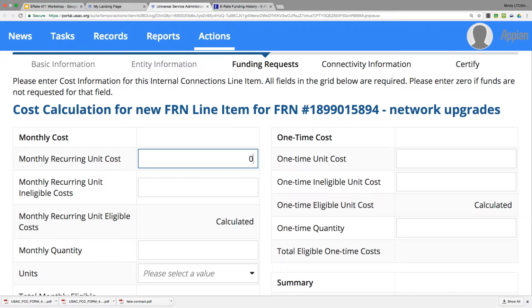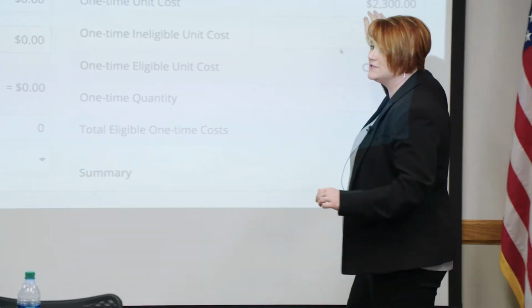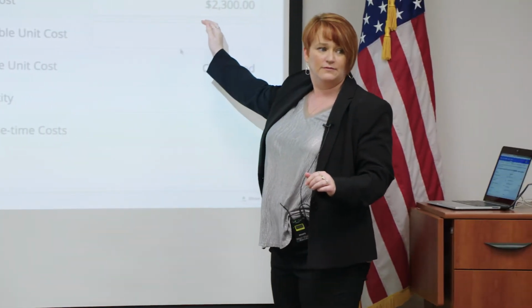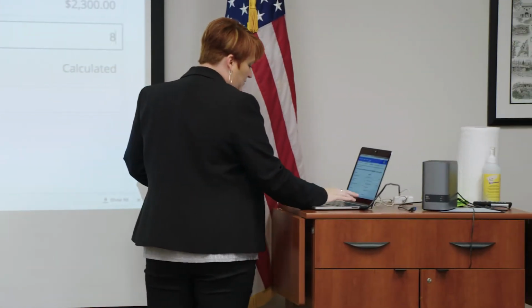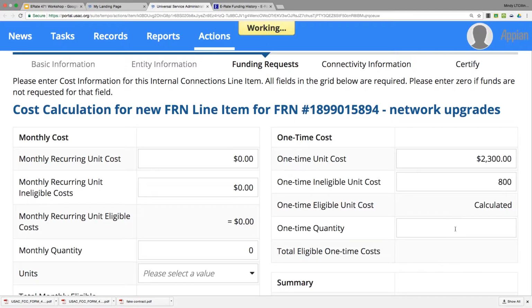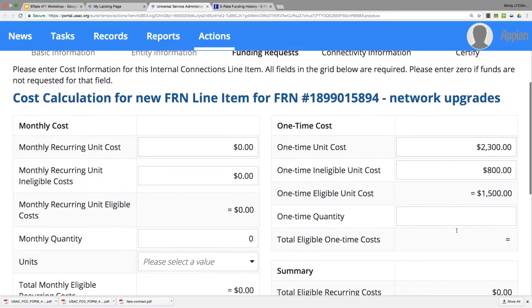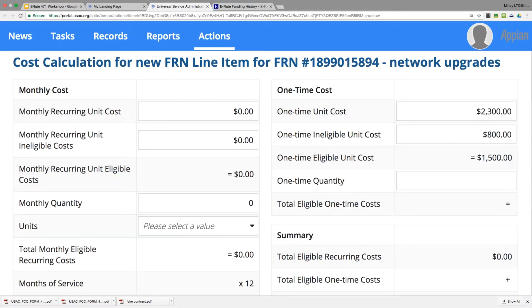And again, my monthly cost is 0. Well, actually, let's see if we could put it both together here. Now that would be licensing. The firewall itself is 0, and the one-time cost for my whole firewall is $2,300. However, my documentation says that $800 of this $2,300 is my filtering. And filtering is not eligible, so I will need to put down the $800 here, and it will do the math for me and tell me what is eligible is $1,500.